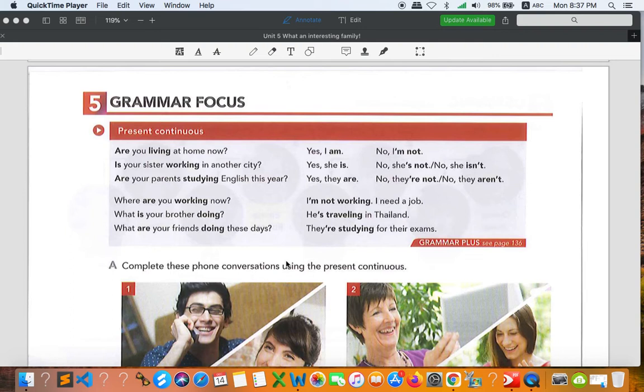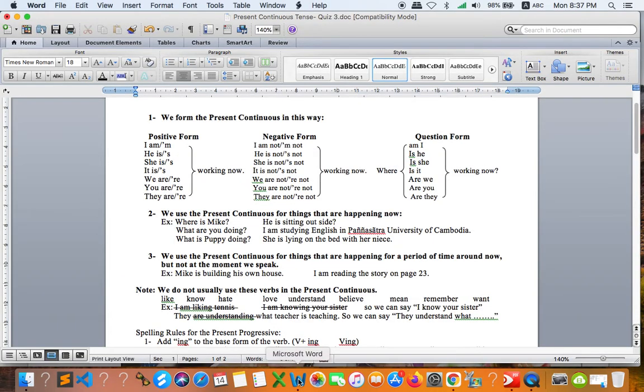And what about the ing? There are some rules that we need to remember, so let's get started with that. Right here, as you can see, we have forms: positive, negative, and question. For the positive form, we just have subject, to be, and then verb ing. For negative, we add not, that's it.